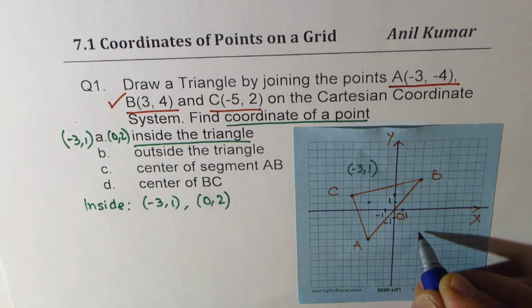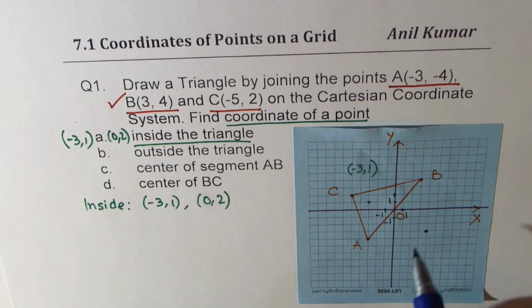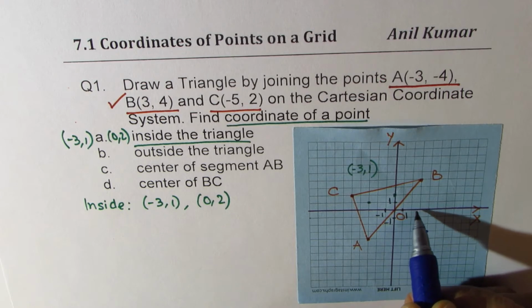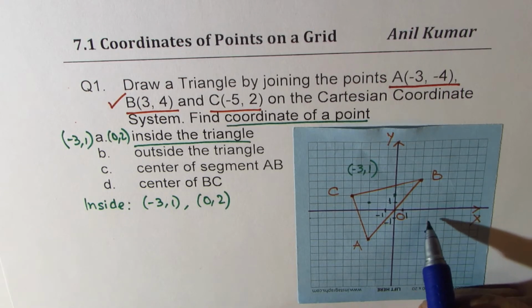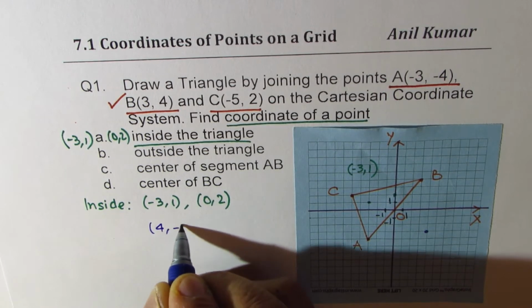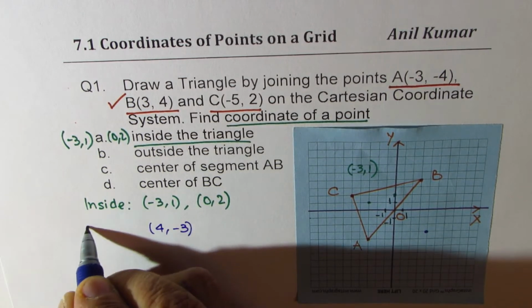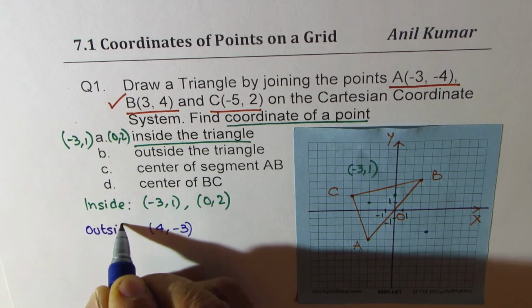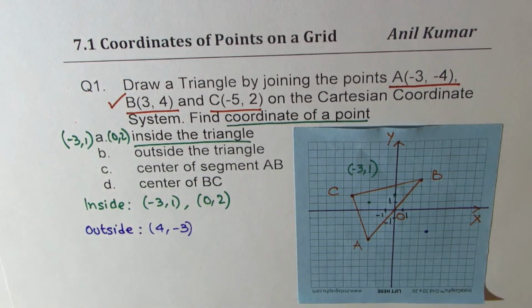A point outside the triangle could be, for example, here, which is 1, 2, 3, 4 on the right and 3 below. So that means 4, -3. This point is outside our shape, which is triangular.